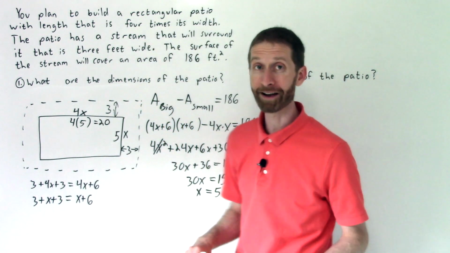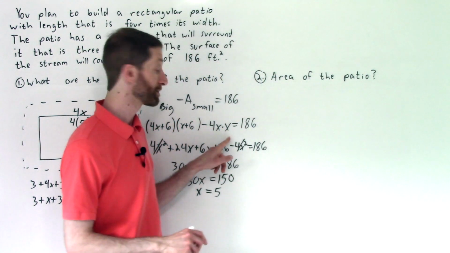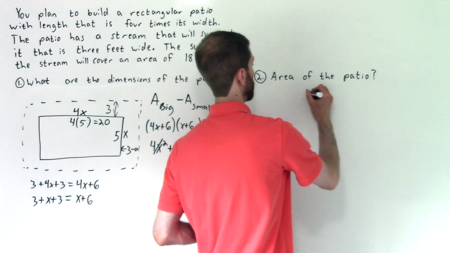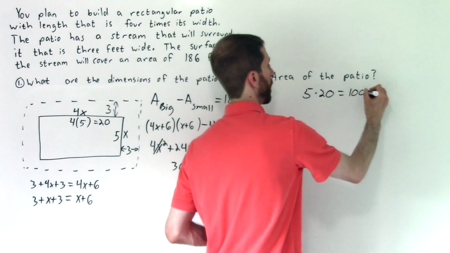And if you need the area, well, you already have the expression for the area. You could either do 4x times x, or just do the 5 times the 20. Length times width, or width times length. And that's equal to 100 square feet.